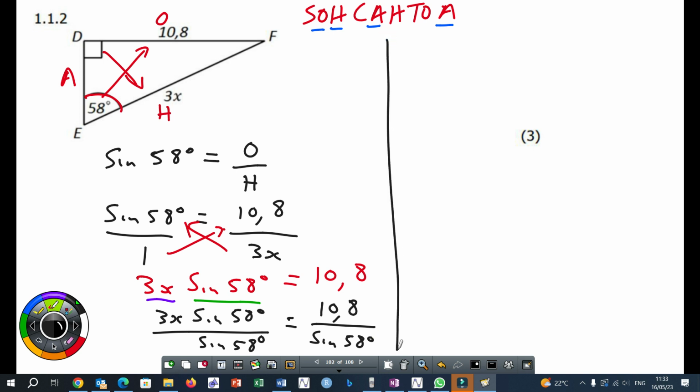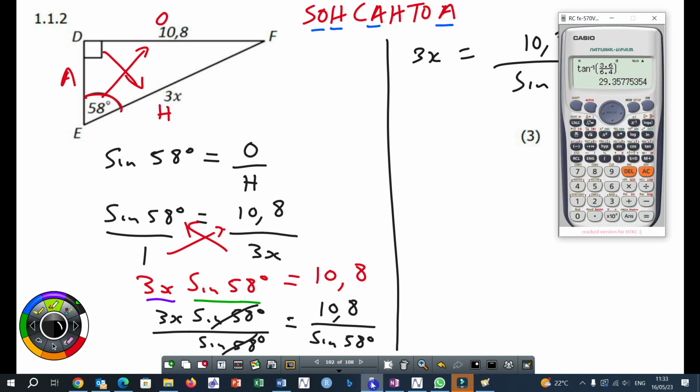But I'm not going to do that to avoid confusion. Okay, so I'll start by dividing by sine 58 first. So on the left, those two cancel. So I'm going to be left with 3x is equal to 10,8 divided by sine 58 degrees. Okay? So I can get the answer on the right hand side. Whatever answer I get on the right hand side, then I'll divide by 3. So I'll take out my calculator.